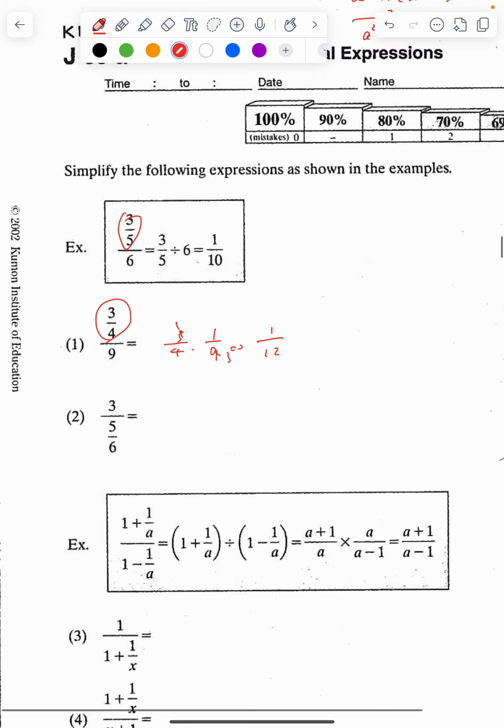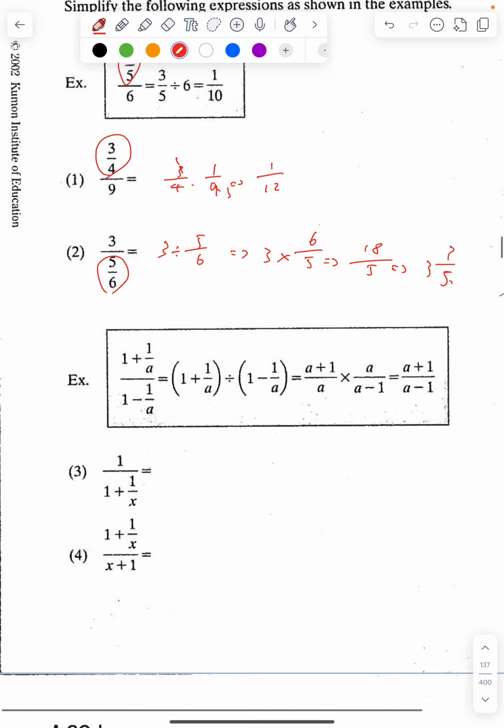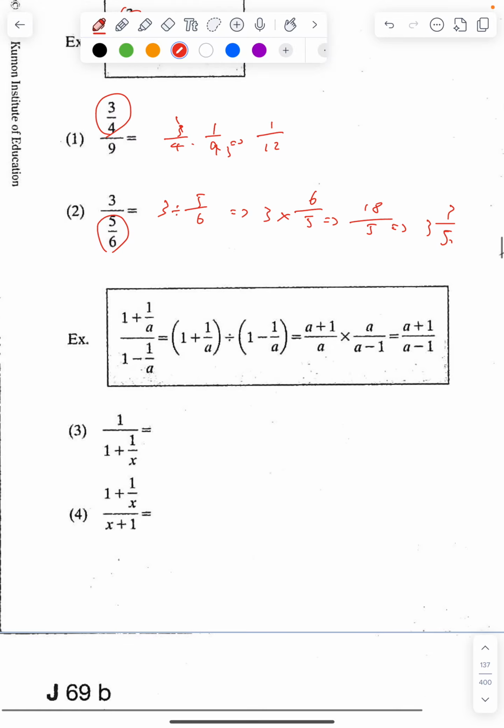All right, so this one you have 3 divided by 5 over 6. Basically it's 3 multiplied by 6 over 5. You get 18 on the top, 5 on the bottom. So you have 3 over 5, or you can leave it as 18 over 5. Doesn't matter. All right, let's take a look at the algebra expression over here.